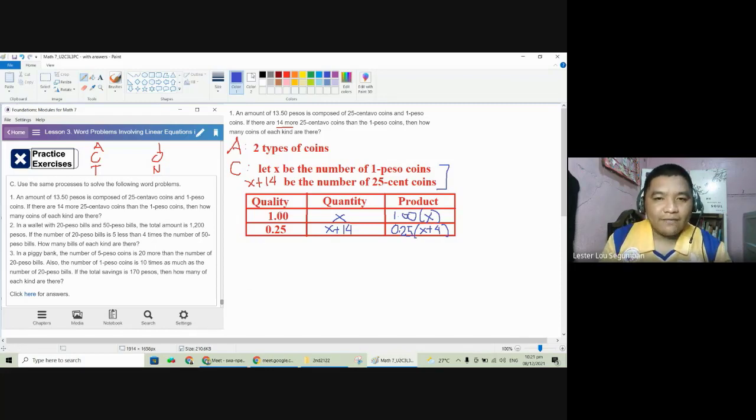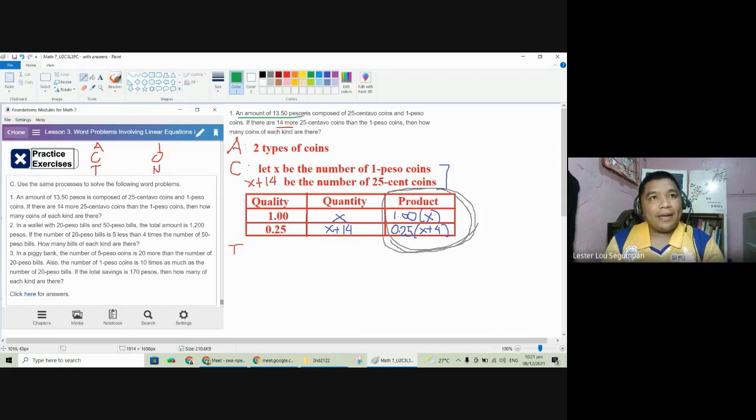So let's try to have our step T, and we will be using the values here, specifically this product column. That is why I am encouraging you to express this in this form. And we are given with the first situation an amount of 13.50 pesos. When you say amount, that means the total value composed of 25 centavo coins and 1 peso coins in this problem.